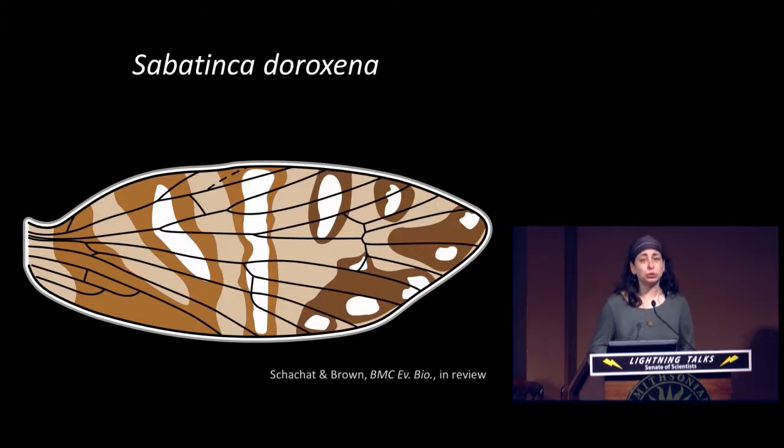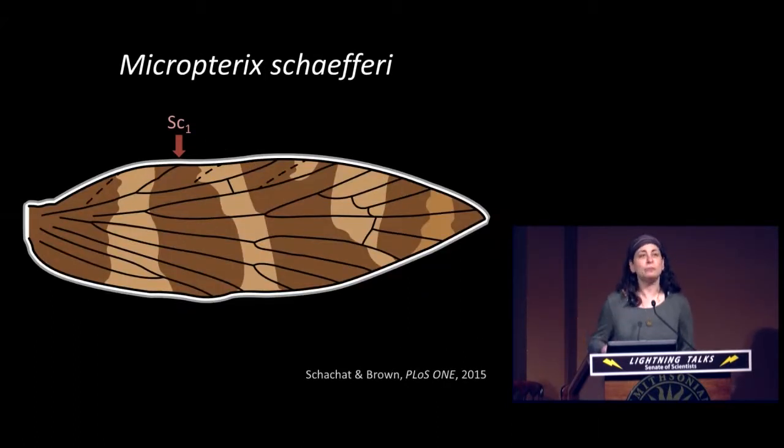This is Sabatinca doroxena, and at first glance it appears that we have pretty much the same exact thing going on in this species. We have these alternating dark and light bands of color surrounding each ancestral vein at the wing margin. But if you focus on the vein that I've highlighted with an arrow here, the first branch of the subcostal vein, in Sabatinca, this vein is surrounded by a light brown band of color, whereas in Micropterix, this vein is surrounded by a dark brown band of color.